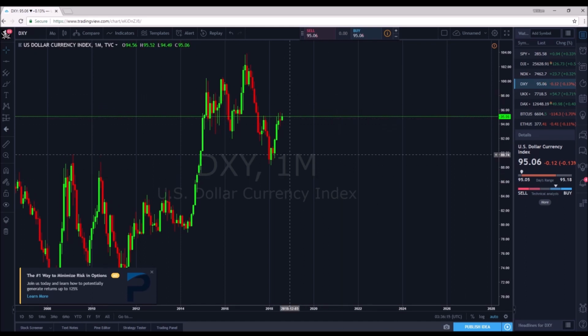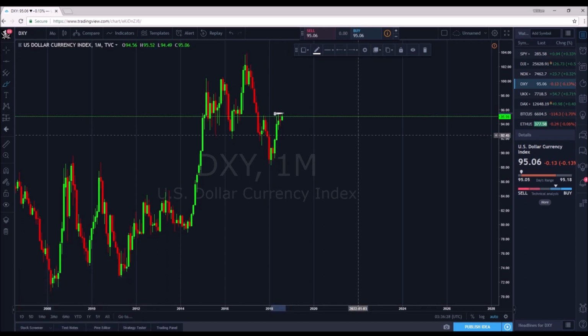But a lot of this has to do with news and trade wars and Donald Trump and some of the policies that he's trying to put into effect. Right here you see we got this little resistance formed. Let's go ahead and cover support and resistance right now.